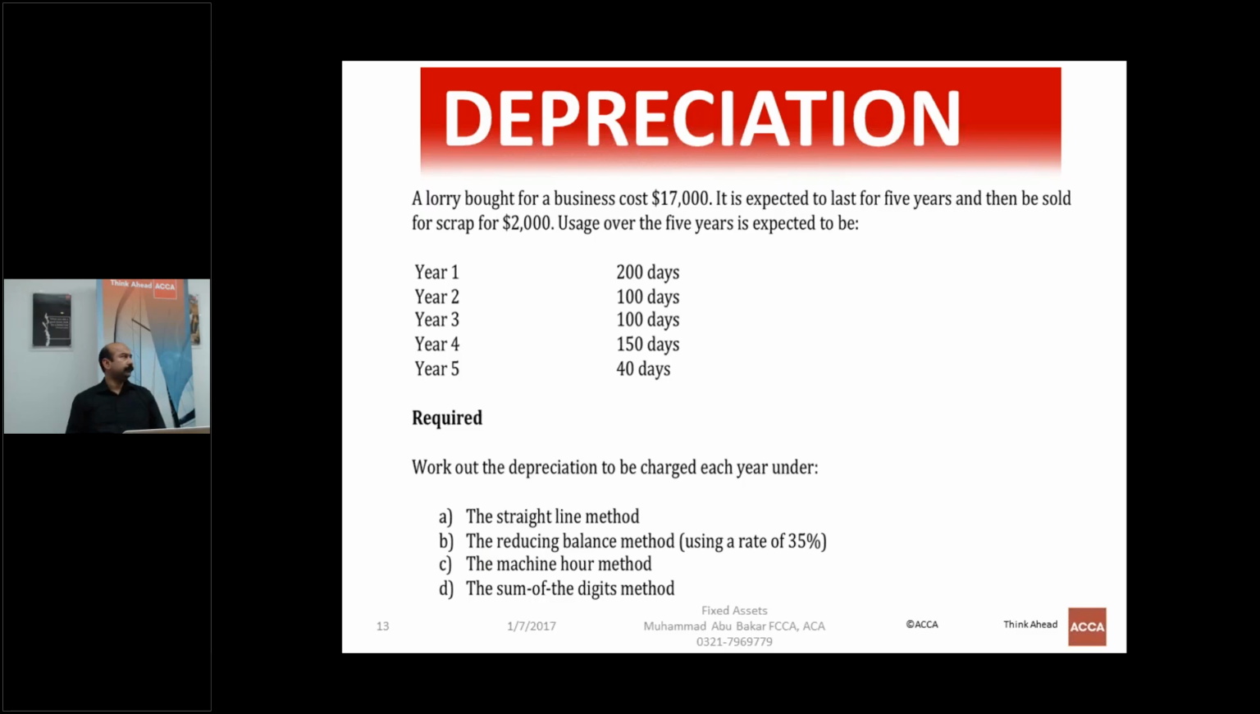We are having questions from our previous discussion. Hamid Akram is asking: can the estimated cost to dismantle an asset be capitalized, as this is just an estimate?